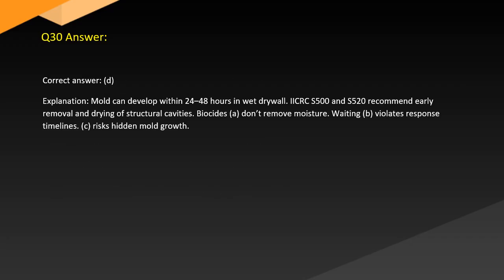Answer. Correct answer, D. Explanation. Mold can develop within 24-48 hours in wet drywall. HRConquer recommends early removal and drying of structural cavities. Biocides don't remove moisture. Waiting, B, violates response timelines. C risks hidden mold growth.